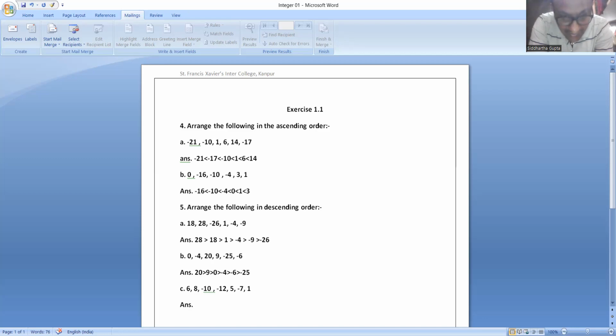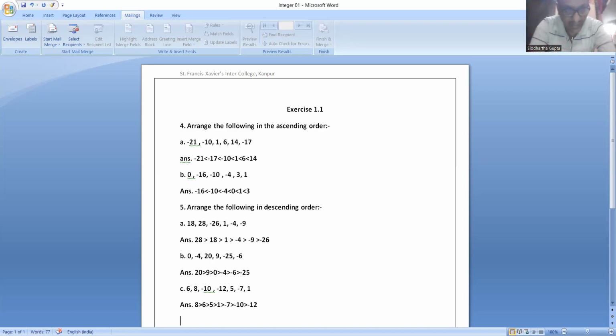I think 8 is the greatest number. After that, the next greatest is 6. After that, next is 5, and then we have 1. All positive numbers are arranged here in descending order, and then we have to place minus 7, and then minus 10, and then minus 12. I hope you get the point, my dear student. So we have to find it in that way.